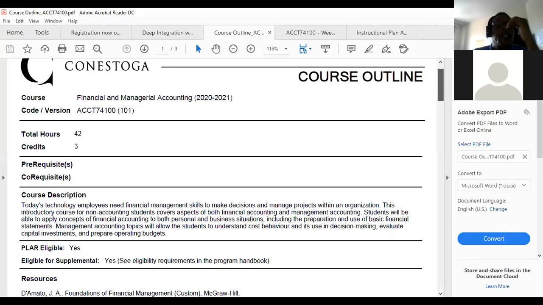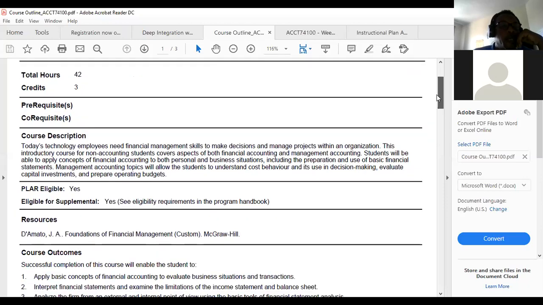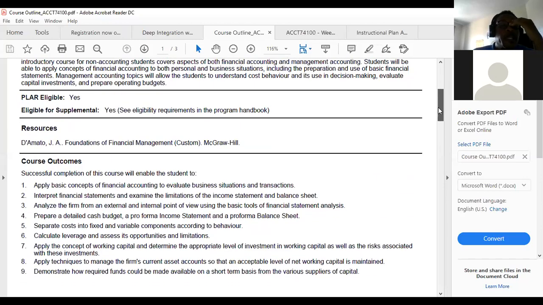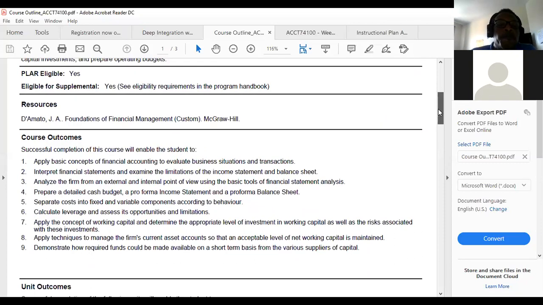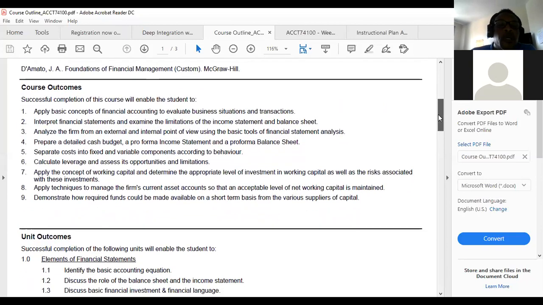All right, so the course outline here, financial and managerial accounting. The text for this course is Foundation of Financial Management. It says here that the custom version, but this is not available, so we're using the full version of the text that is McGraw-Hill published. I have already posted instructions as to how you can go about purchasing the book. We are not going to use the Connect Labs, so there's no need to purchase access to the lab.